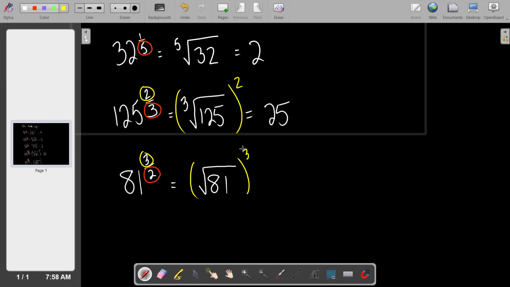Okay, so the red number on the bottom of the fraction is going to be the kind of root that you take. The yellow number on the top is going to be the exponent that you apply generally after the fact. And you can apply the exponent early or late. I'll talk about that as we go through the lesson here today.